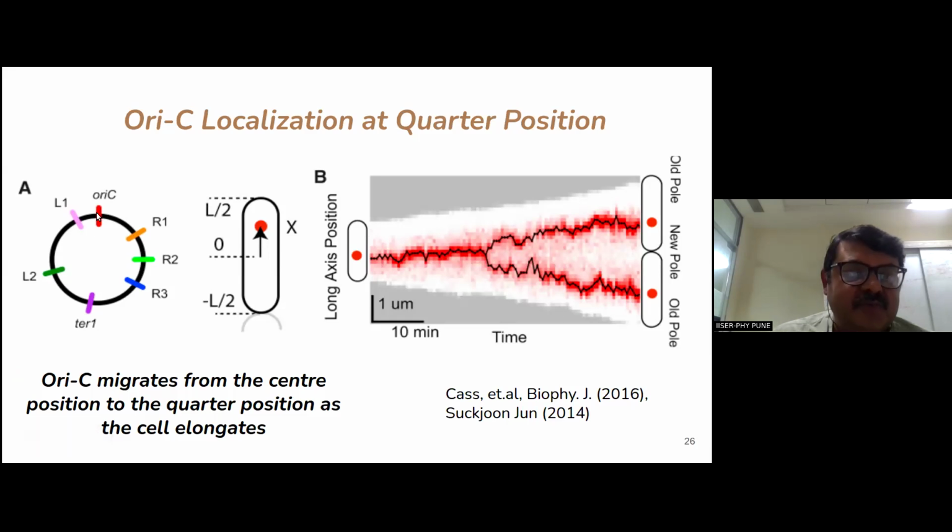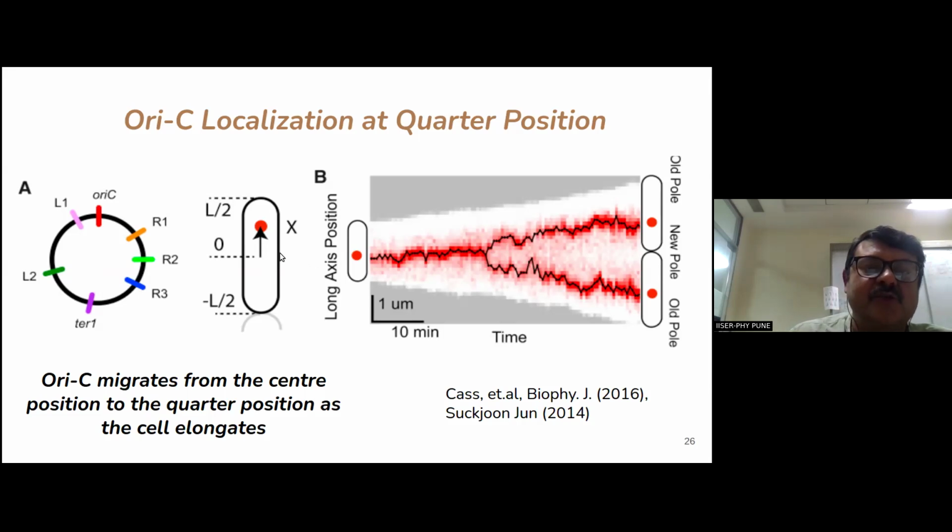The ori is the point where replication begins. It's typically seen to be at the middle of the cell. So here replication has started, but you can't distinguish the two oris. It remains in the middle of the cell for around 20 minutes, and this red line is the standard deviation in the position of the two oris. You can't distinguish them.